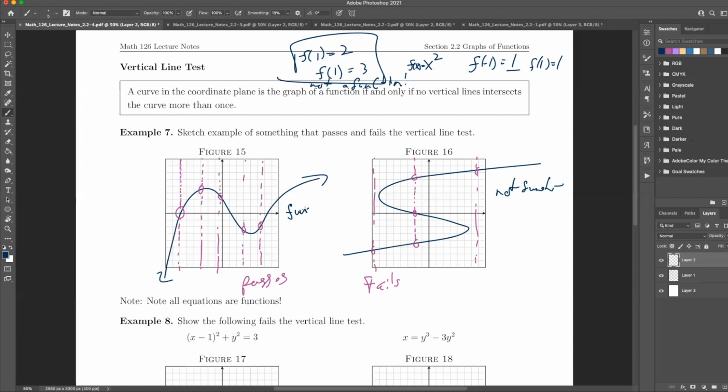I can spell function, F-U. Okay. And notice if it fails in one place, in one line, the whole graph fails the test. Kind of like if you're taking a driver's test, you hit one car, you failed your entire test, no matter how well you did everywhere else.